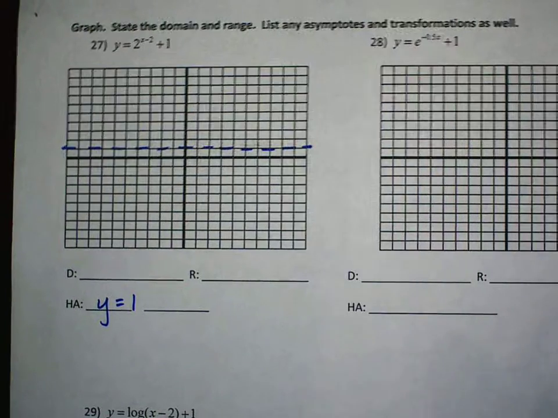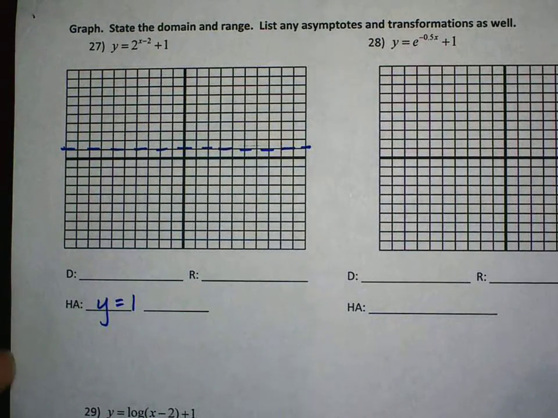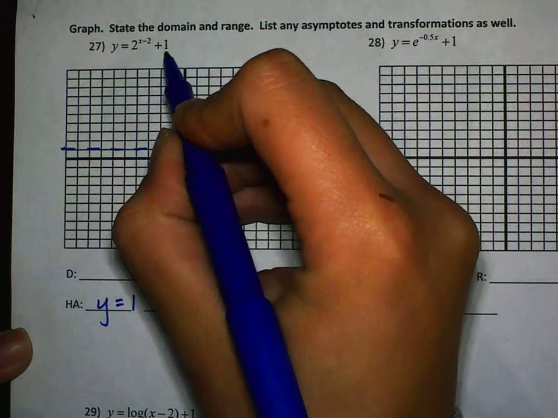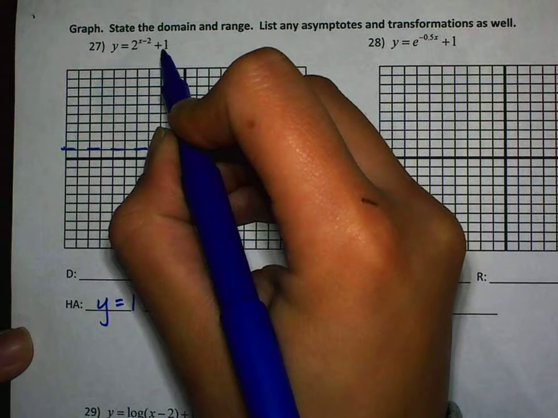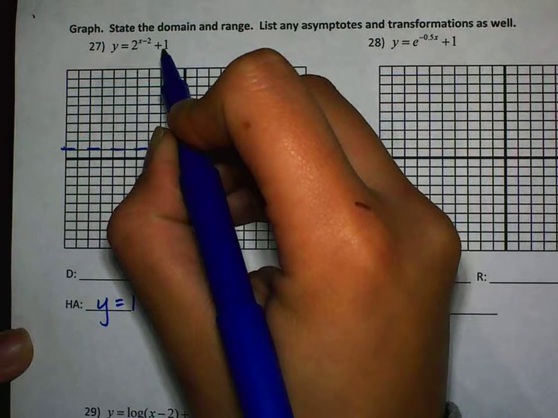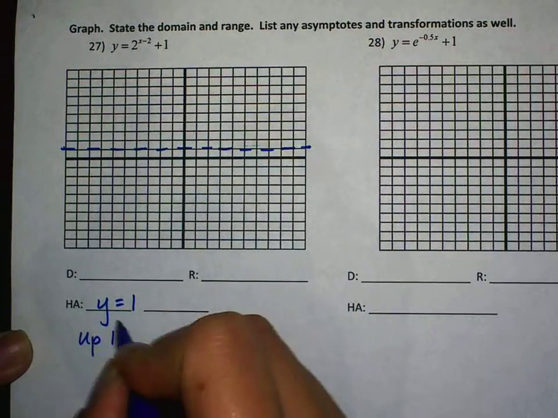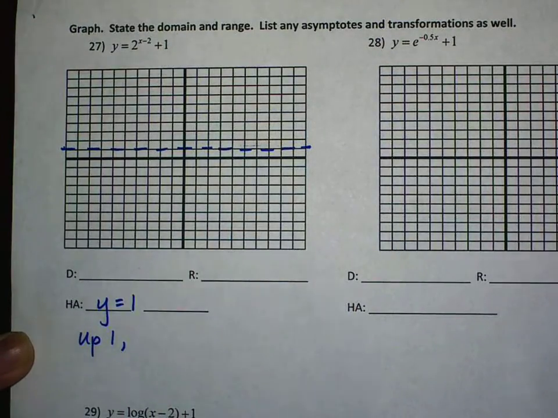Let's go ahead and list our transformations just because they're actually pretty easy. So here on the outside, if there's a number being added on the outside, it's shifting everything up. If it's subtraction on the outside, then we would say it's shifting everything down. So we're moving everything up 1. And let's take a look at what else is going on.